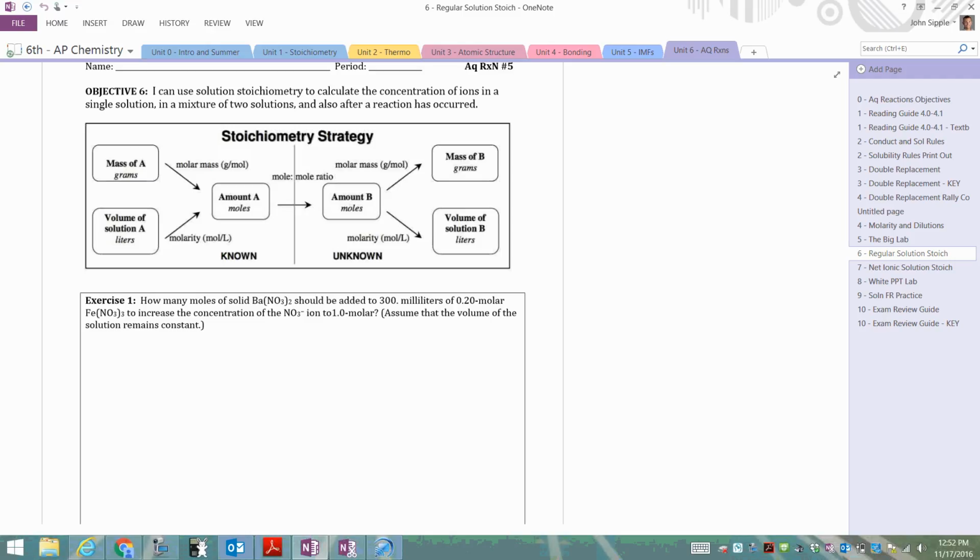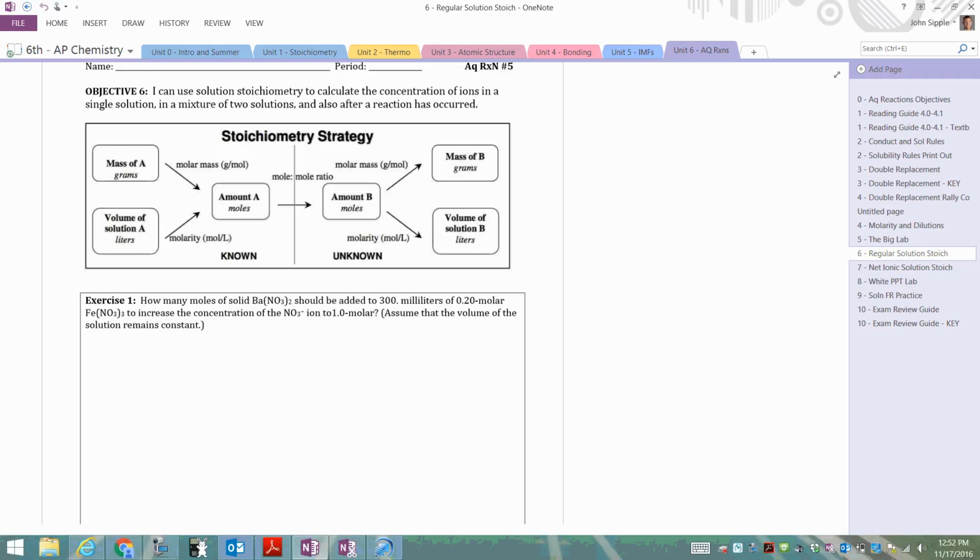So this is not solution stoichiometry, this first question. But we need to be able to use some mole ratios and things like that, and our understanding of what concentration is, what molarity is, in order to figure this out. So let's walk through this here.